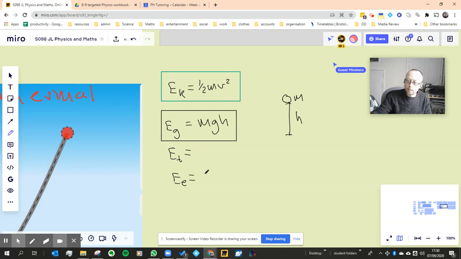I'll briefly talk about elastic energy, which is half k e squared. The k is the spring constant. So if it's a really stiff spring, and it's really hard to stretch, then we would say it has a high spring constant. And then the e stands for extension. So that would be e, and the rest of it would be the original length.